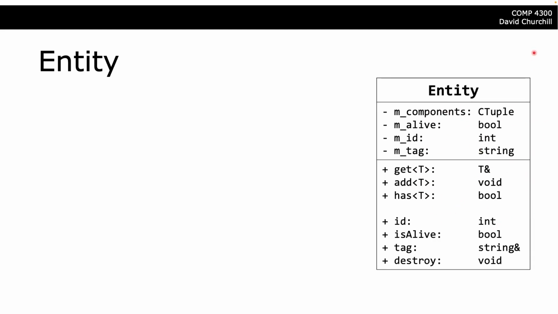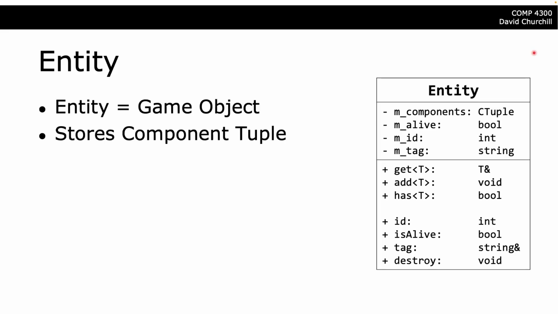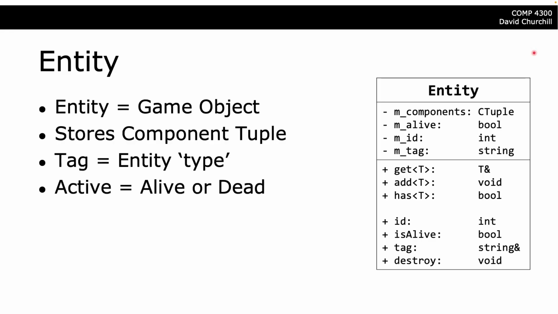We covered a lecture or 2 about this, so I won't go into all those details. But again, an entity is a game object. It stores a component tuple. The tag is the type. Active is whether or not it's alive or dead. I'm not sure if it's called alive or active. We'll see that when we get to the code. The ID is the unique identifier. So this is the entity class that we're going with.